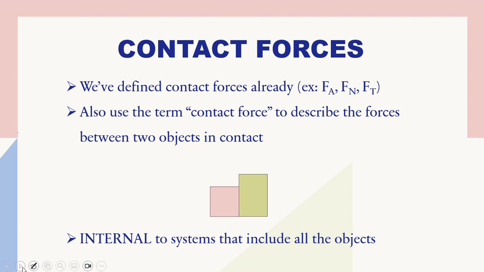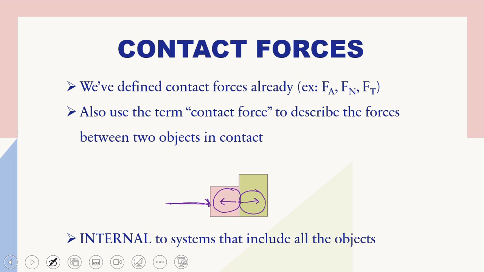So let's say we have these two boxes over here, and an external outside force pushes this pink box. The pink box would start pushing the green box, and the green box would push back with an equal force on the pink box. These forces, F pink on green and F green on pink, are the contact forces between the boxes. Remember that if our system includes both objects, then the contact forces are internal to the system.